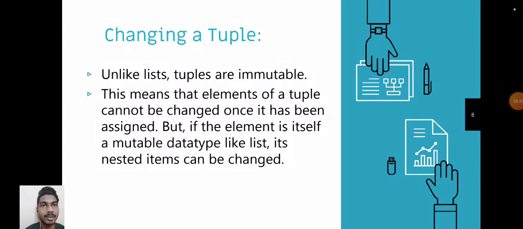So let's see how to change a tuple. Unlike list, tuples are immutable. Basically, tuples cannot be changed because they are immutable. That means the elements of a tuple cannot be changed once it has been assigned. But if the element is itself a mutable data type like list, its nested items can be changed. Let's see how it is.